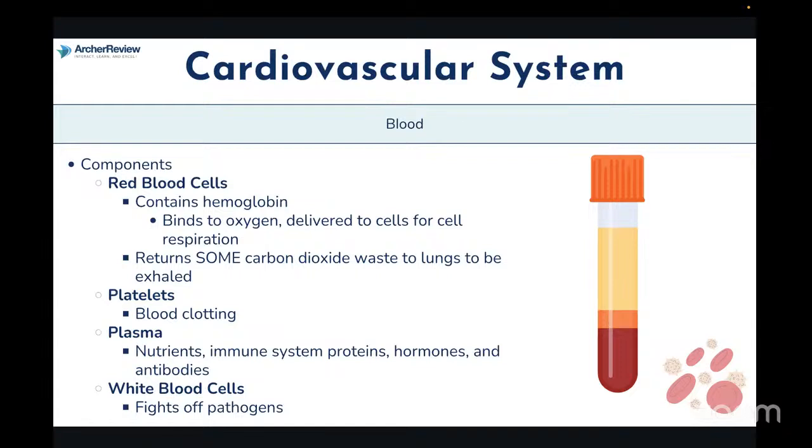Platelets is another major component of your blood. Platelets are in charge of clotting. They're clotting proteins and platelets. Plasma will contain nutrients, immune system proteins, hormones, and antibodies. And then white blood cells, finally, which fight off pathogens. So, four major components that make up your blood.